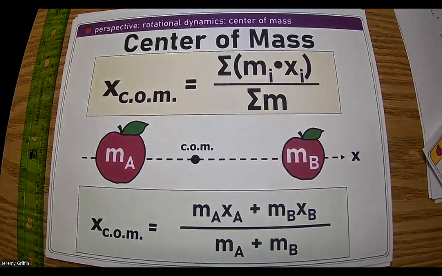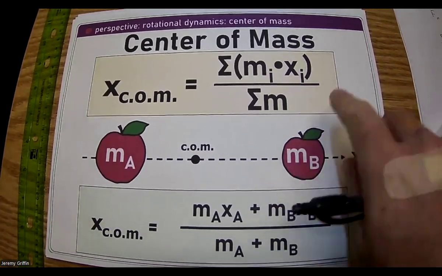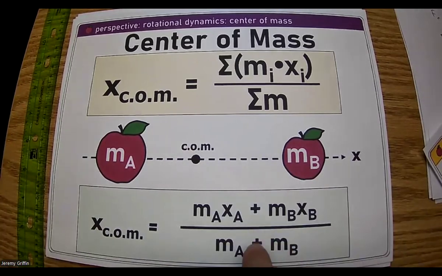The little subscript i is just for, like, 1, 2, 3, 4, 5, or A, B, C, D, E, whatever. But you just look at individual values. So let's do a quick example. You can just follow this right here.